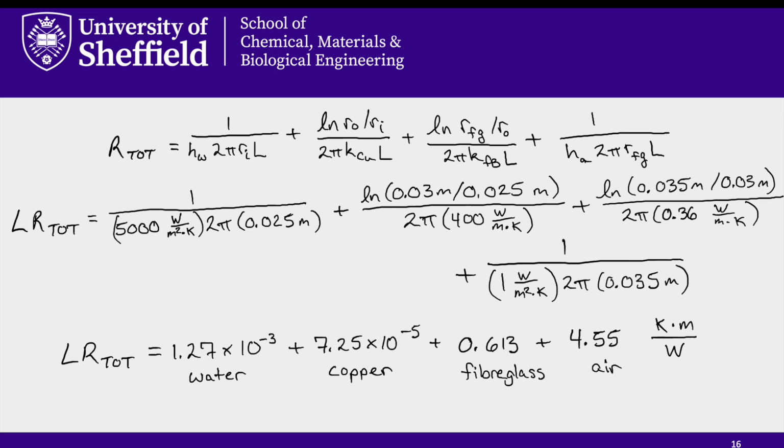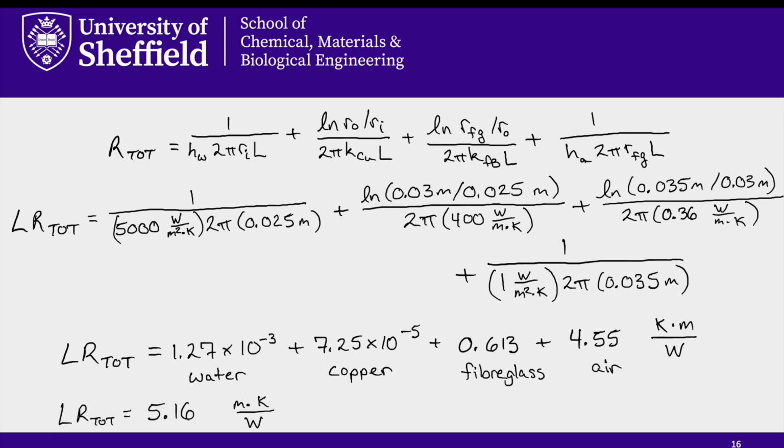We note that we don't know the length of the copper pipe. It's not specified in the problem. So we multiply both sides of the resistance by that length so that we can calculate this composite variable, LR total, which will eventually come out. So we look at the resistance due to water, convection, and conduction through the copper, and both of these are pretty negligible. You could pretty much omit them from the problem. It's only the conduction through fiberglass and the convection of heat from the fiberglass into the air that actually significantly affects the thermal resistance to heat transfer.